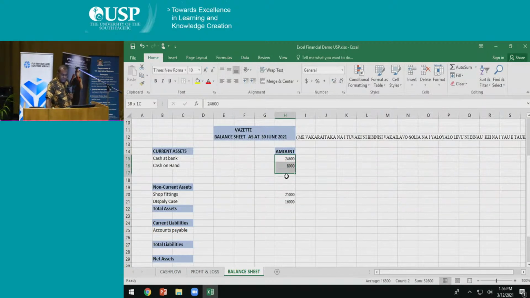What's the total assets? You add all these current assets and non-current assets. It will give you 73,600. Now that tells you, okay? The value of the assets you have at that particular time, as at 30th June 2021.